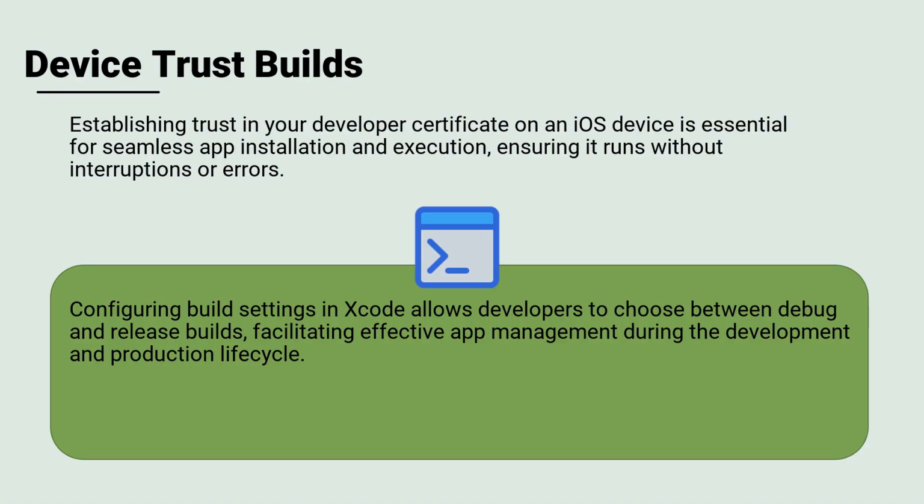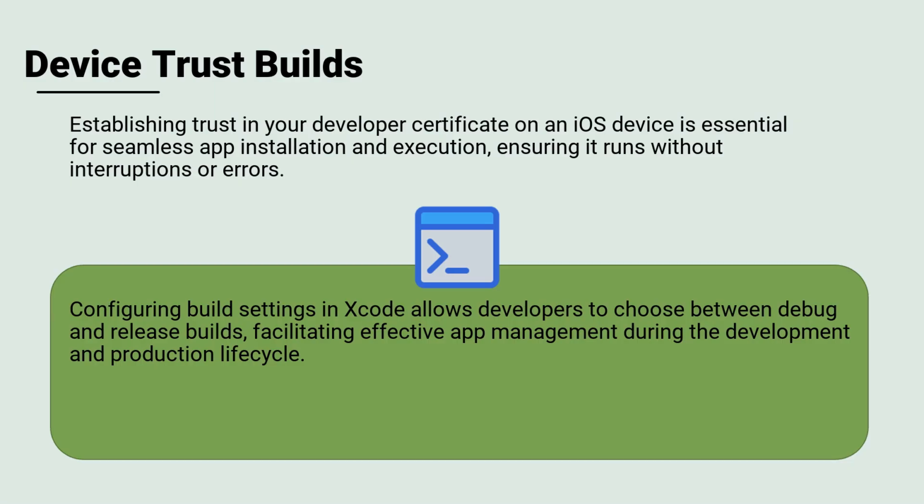Once your device is connected, you may need to trust your developer certificate on the device. To do this, head over to Settings on your iOS device, navigate to General, and scroll down until you see Device Management. Find your developer app certificate there.